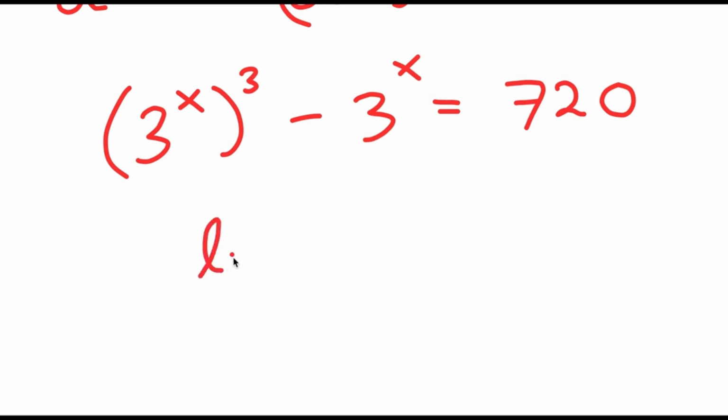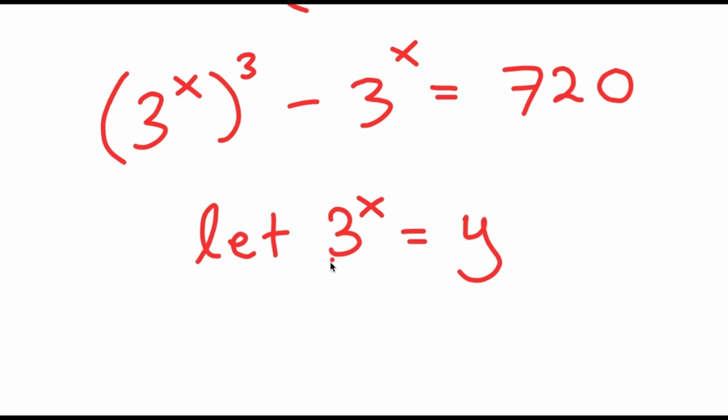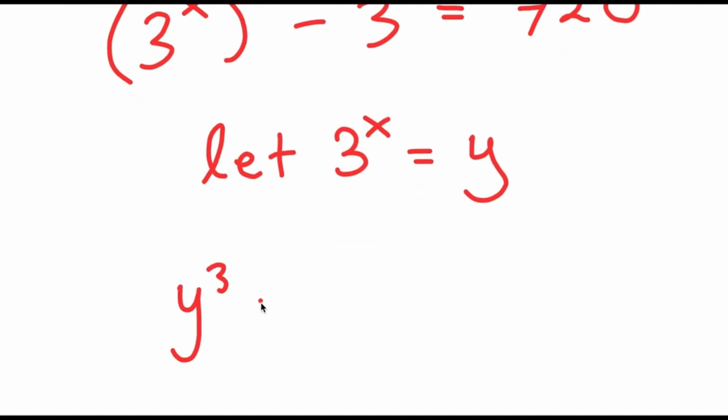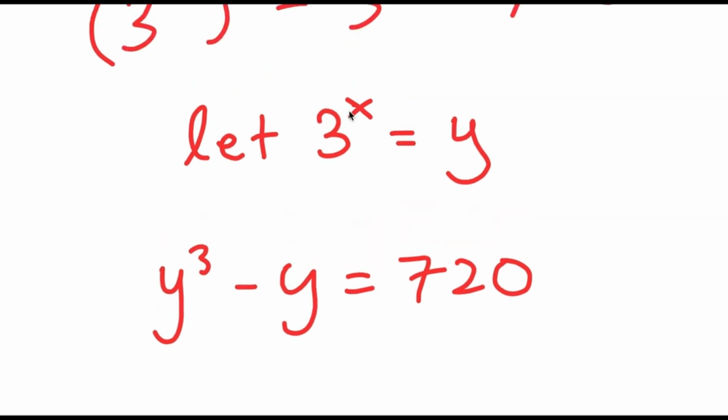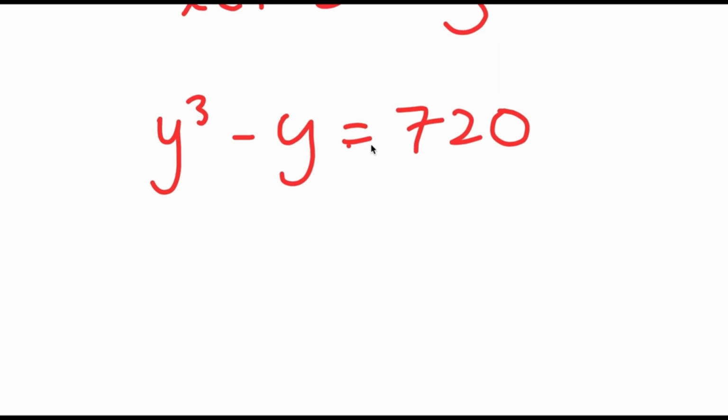Now from here, I'm going to let 3 to the power of x equal the variable y. This way, we don't have to deal with it anymore because we're going to substitute in y for 3 to the power of x. This makes it much simpler to solve. Later, once we find the value of y, we can plug it back in here and find the value of x. So our first goal is to find the value of y here.